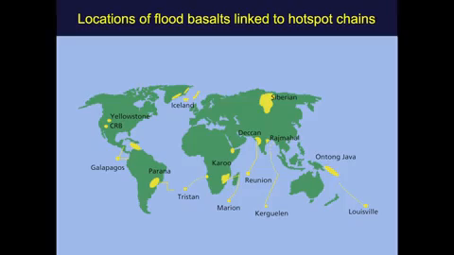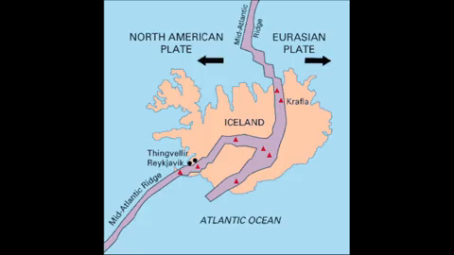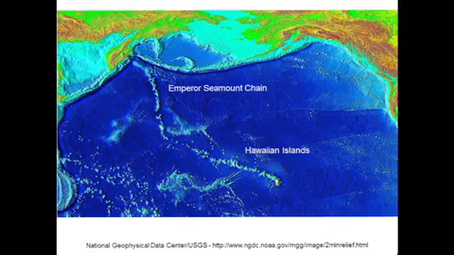This is the location of flood basalts that have been linked to regions, hotspots on the globe over time. You can see them at Yellowstone, Iceland, Siberia, Deccan flood basalts in India, and as well as other places around the globe. We're going to talk about two examples. In the Google Earth tour, you'll see specifically the hotspot that actually happens to coincide with the plate boundary, the mid-ocean ridge. This is the Iceland example. The second example is a hotspot within the middle of a plate, and this is the example from Hawaii.